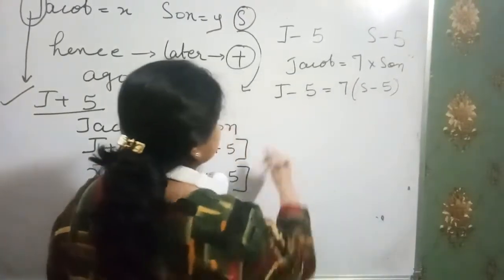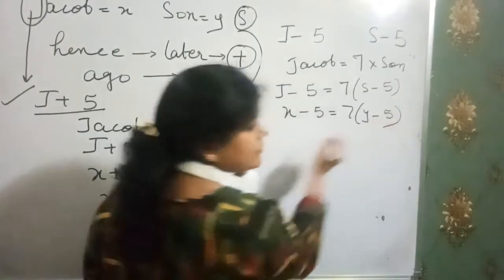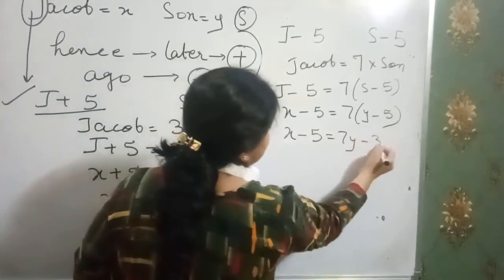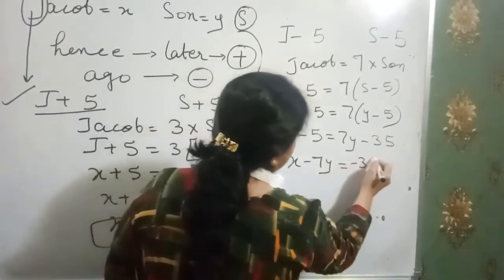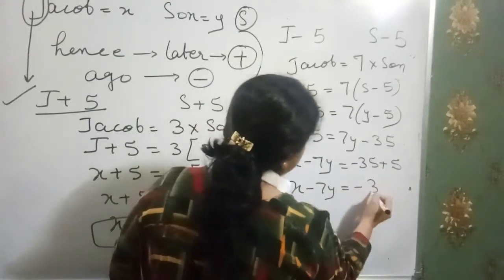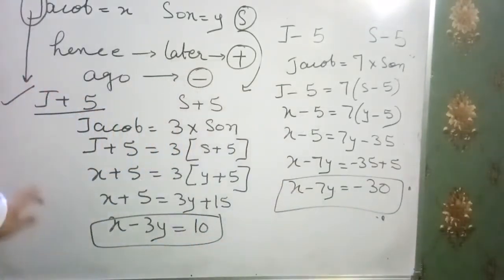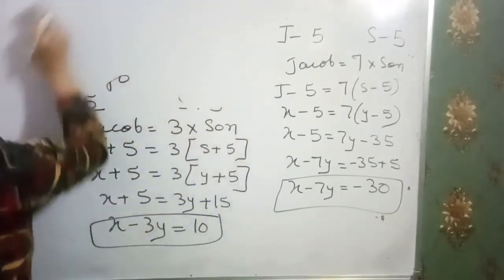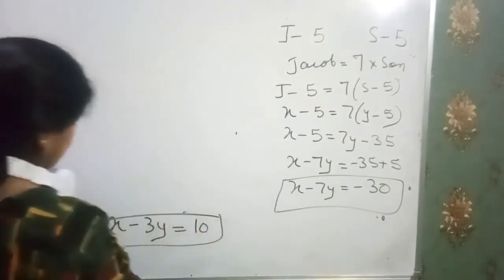Put x and y. That means x minus 5 equals 7 into y minus 5. Clear? So x minus 5 equals 7y minus 35. Bring it over here. x minus 7y equals minus 35 plus 5. So we have x minus 7y is equal to minus 30. Now we can solve these two equations easily and get the ages of Jacob and son. So just remember, hence means later. Clear? Now we have to solve the equations.